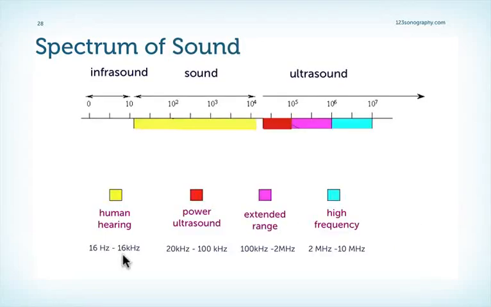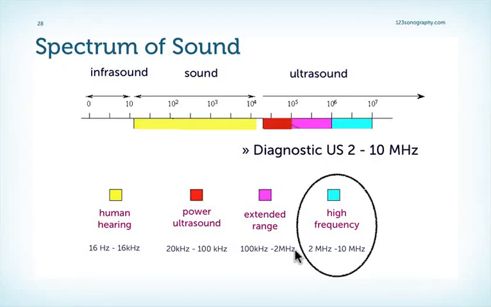And now to focus on the spectrum of sound, we have infrasound, sound, and ultrasound, where human hearing is located somewhere between 16 Hz and 16 kHz, power ultrasound between 20 and 100 kHz, extended range ultrasound between 100 kHz and 2 MHz, and then finally we have the portion that we use for diagnostic ultrasound between 2 and 10 MHz, which is the so-called high-frequency ultrasound.